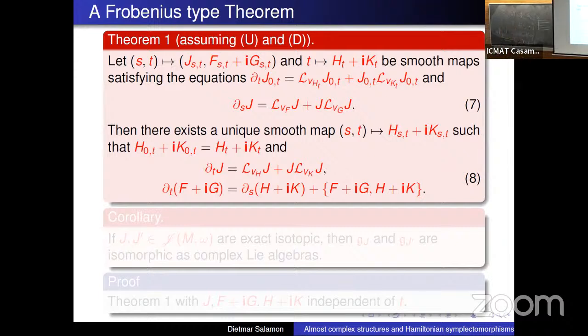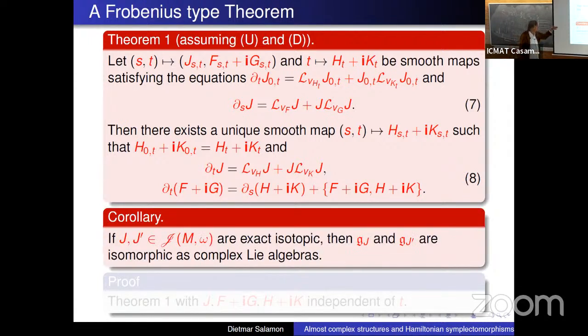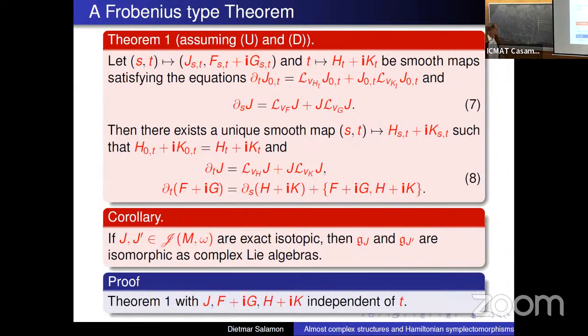A corollary of this, which one gets immediately by choosing J, F, G independent of the T variable, is that the initial condition would then belong to the Lie algebra G, to the kernel of this operator L. One gets that the Lie algebras Gj and Gj prime for an exact isotropic pair not only have the same dimension, but actually are isomorphic as complex Lie algebras. So that's a direct consequence of this theorem.